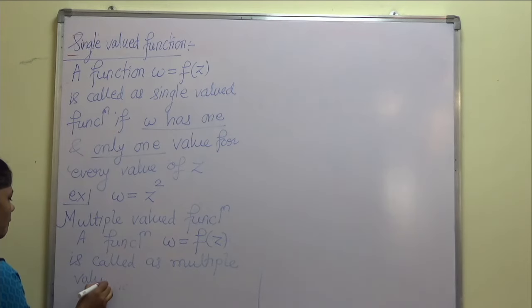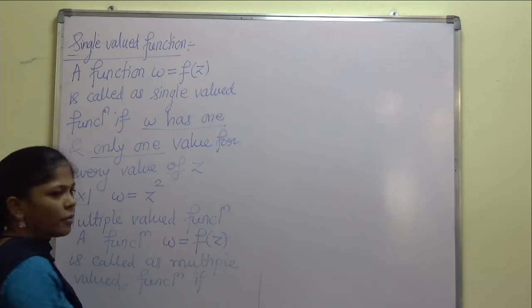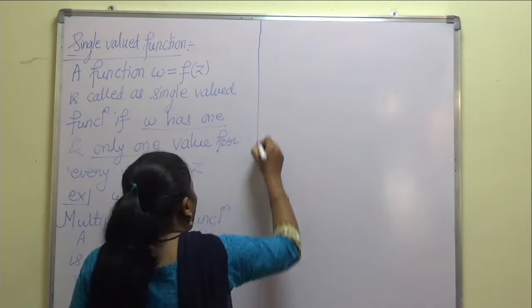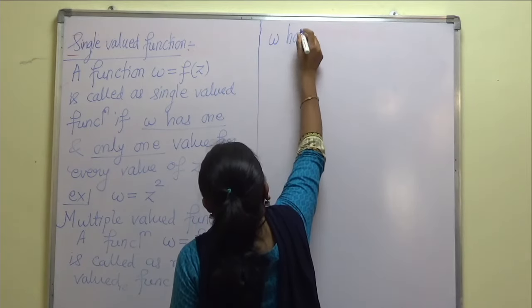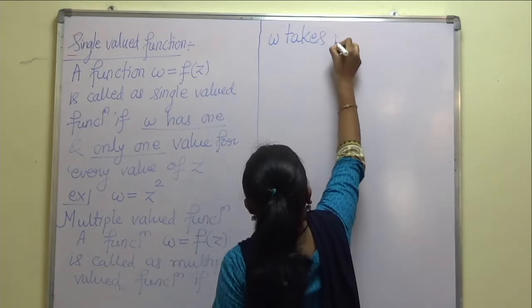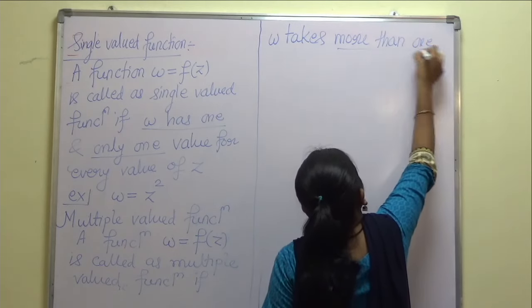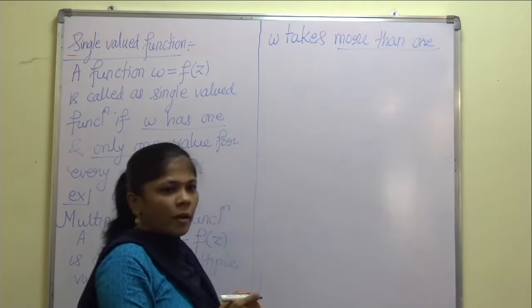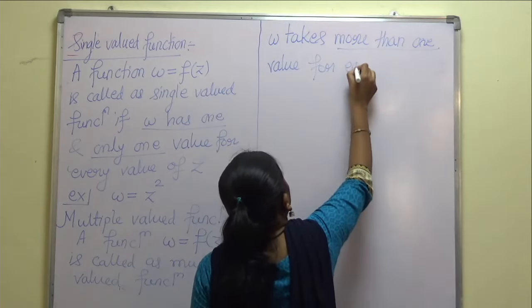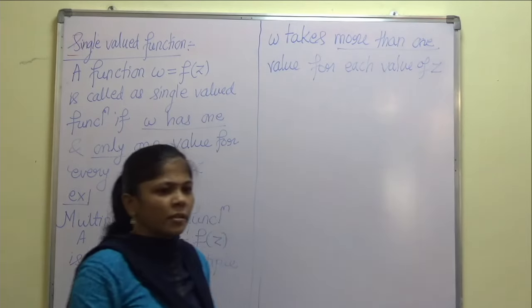if omega takes more than one value for each value of z. Right? So what will be the example? Tell me.